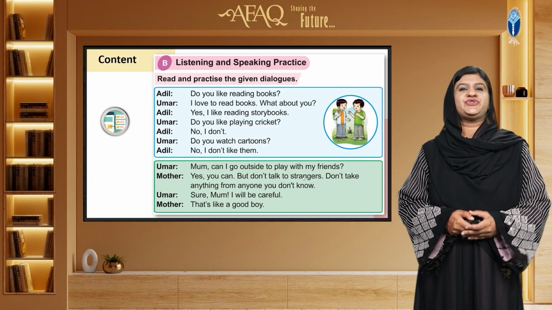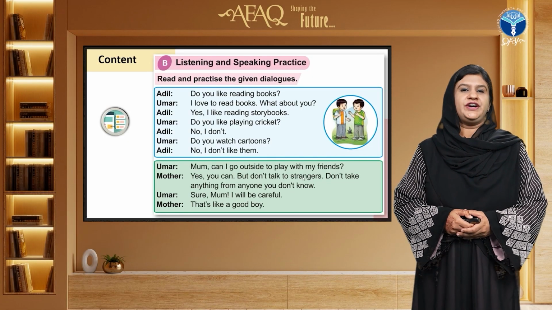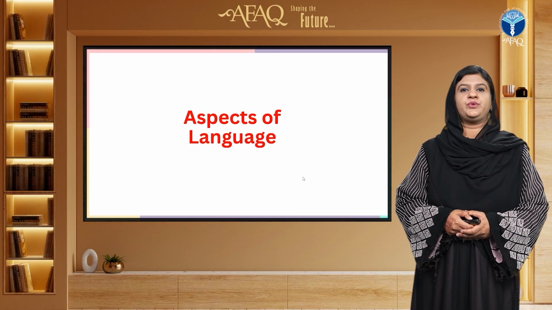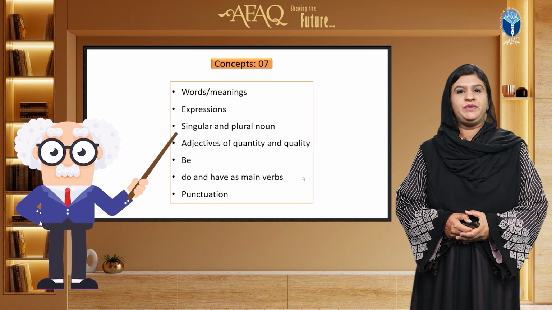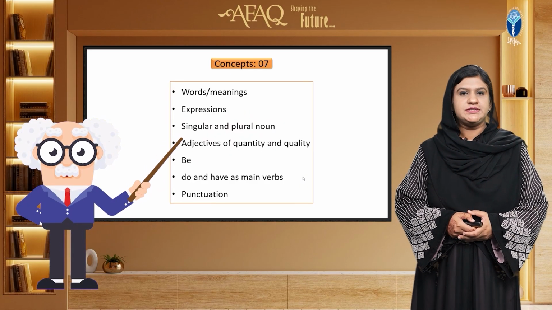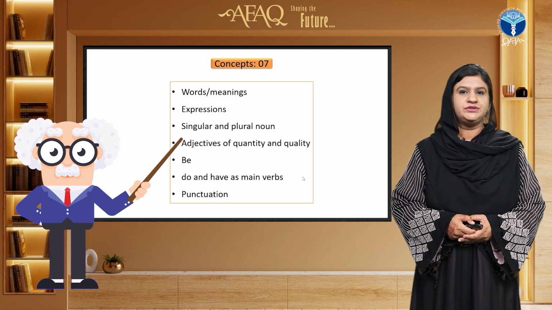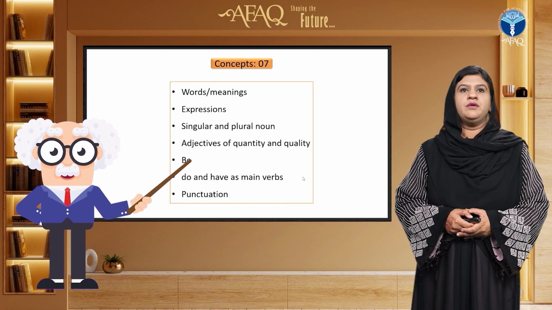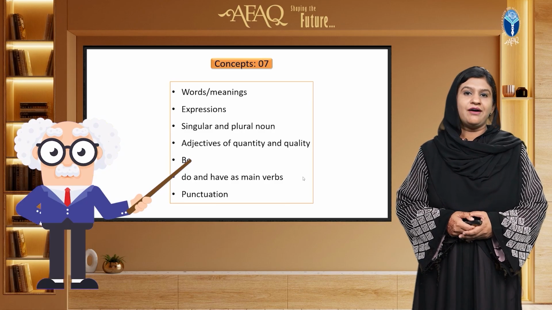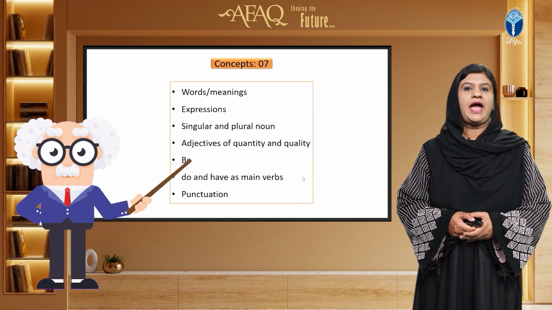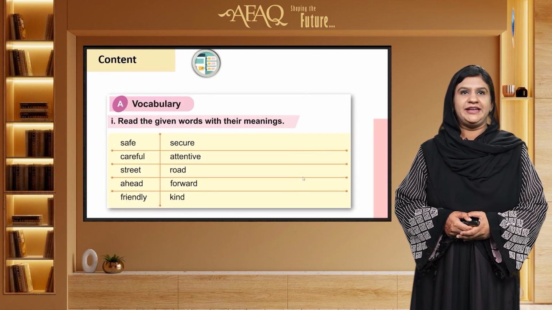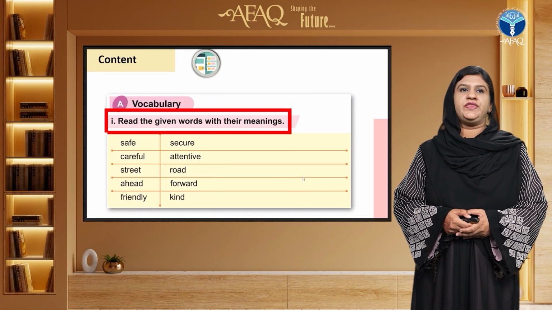I hope you have enjoyed the dialogue. Let's move further. Here we have aspects of language, and in aspects of language, we are going to do some word meanings, expressions, singular and plural nouns, adjectives of quantity and quality, be, do, have as main verbs, and punctuation. Here, let's see some words and their meanings. Read the given words with their meanings.